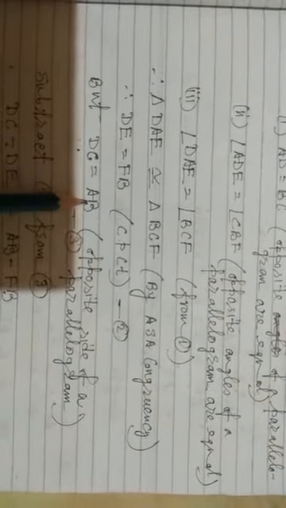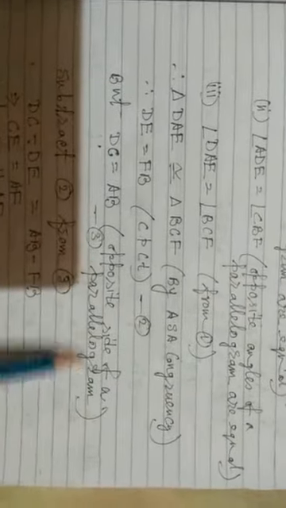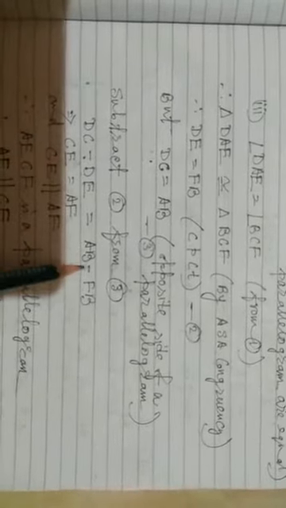Now here we already proved that DE equals FB, and ABCD is a parallelogram, so DC equals AB. These are equation 2 and equation 3. Subtracting, DC minus DE equals AB minus FB. So DC minus DE, from the figure, is CE, and AB minus FB, from the figure, is AF.